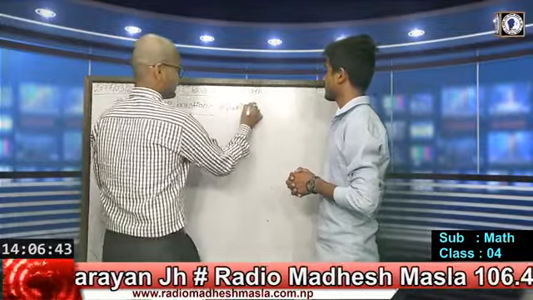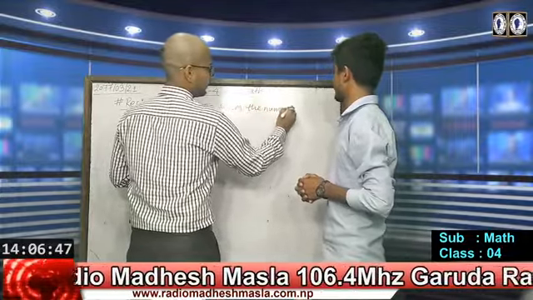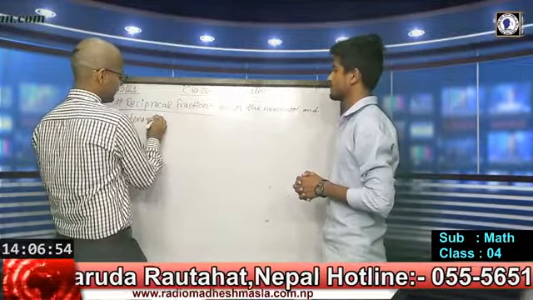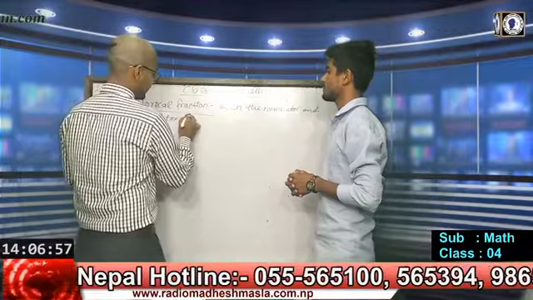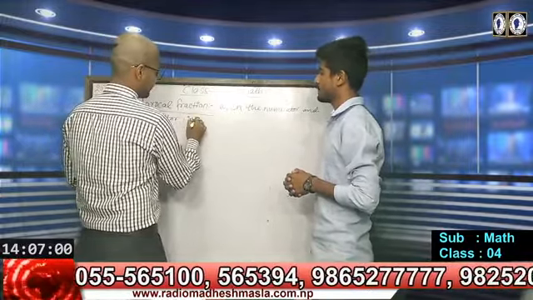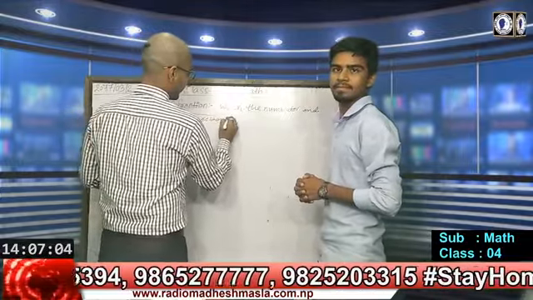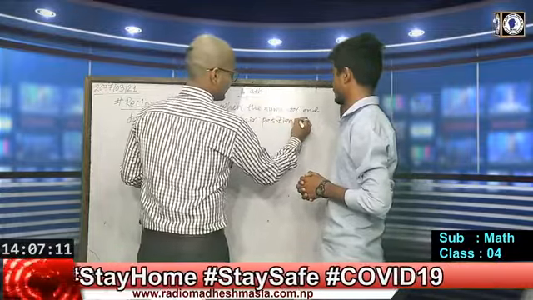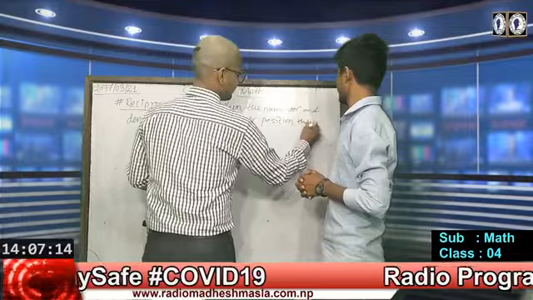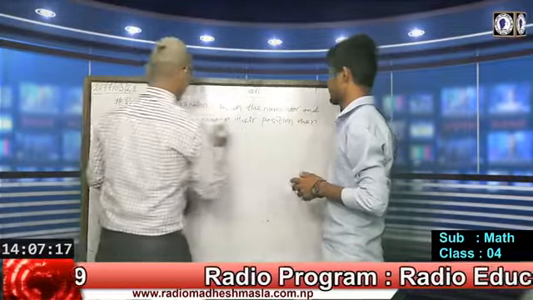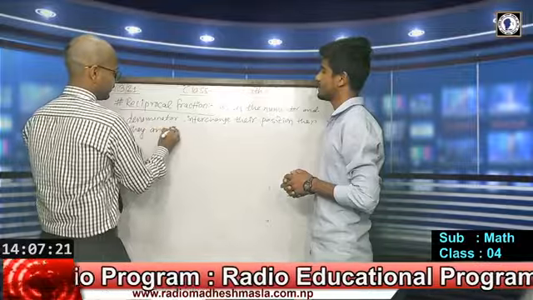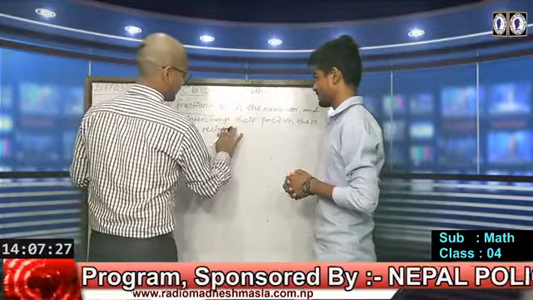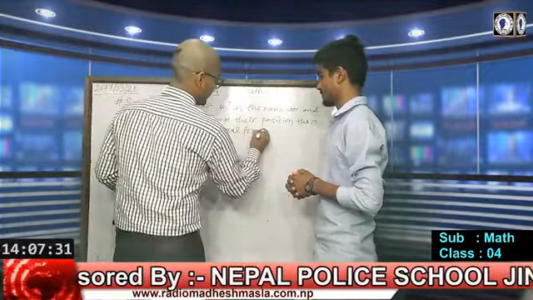When the numerator and denominator interchange their position, then they are called reciprocal, or the reciprocal fraction or form.